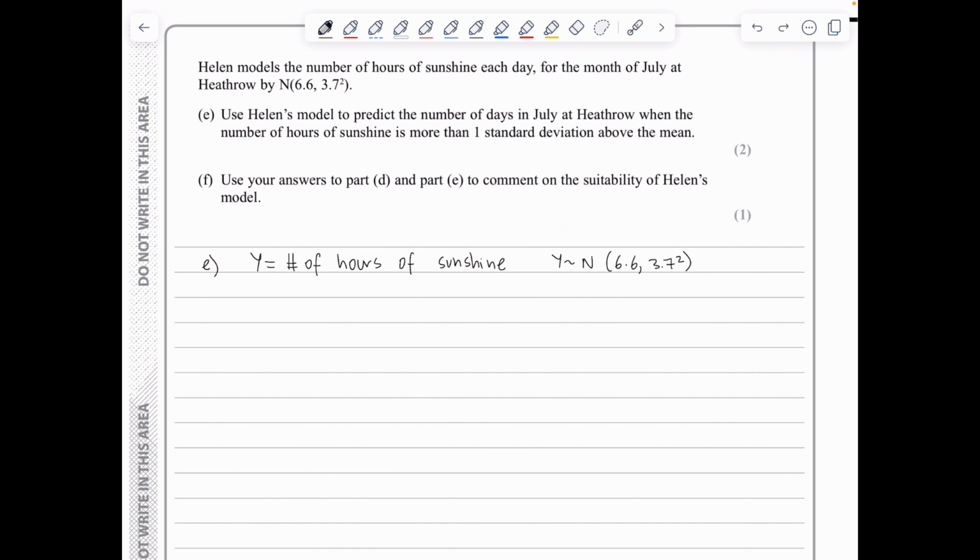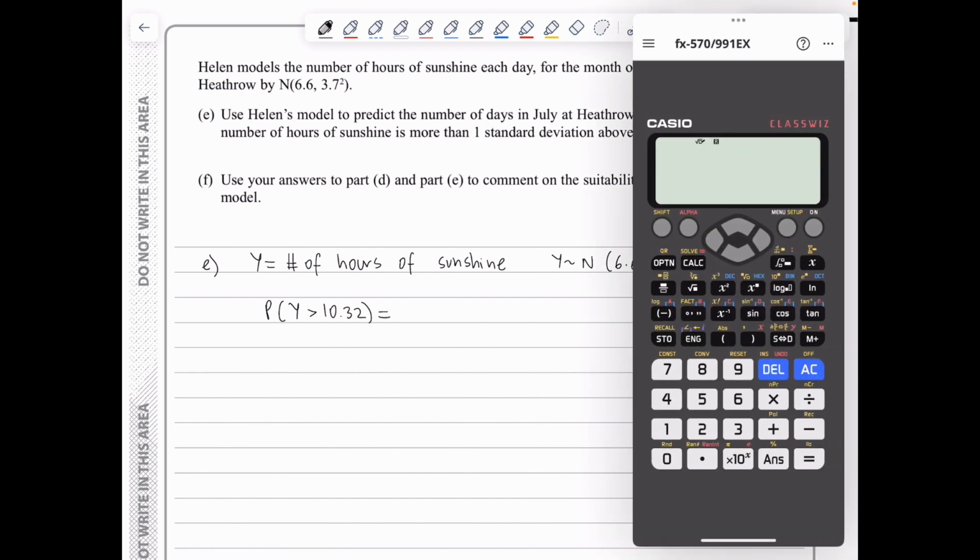Remember that mu plus the standard deviation was 10.32, so we wish to calculate the probability of y being greater than 10.32. So I'll get my calculator, I press menu and then 7. We go to normal CD. We want the probability of being greater than 10.32. So for the lower, I'm going to put 10.32. And for the upper, I'm going to put something large and positive. I'm going to put 10 to the power of 9. My sigma now is 3.7 and my mu is 6.6.